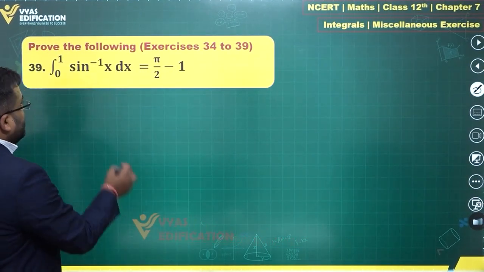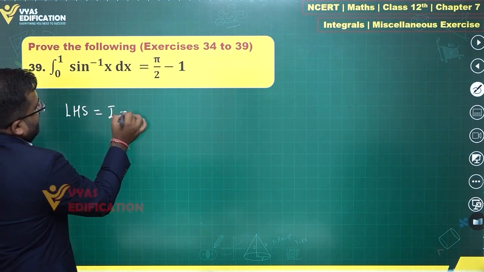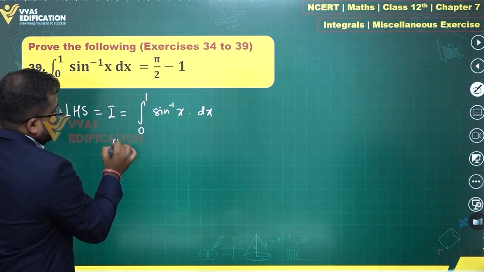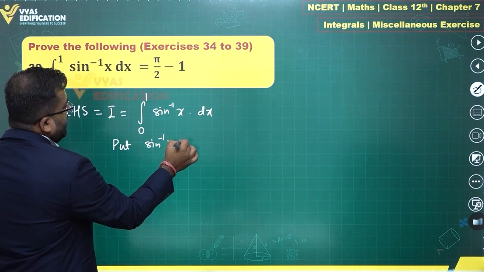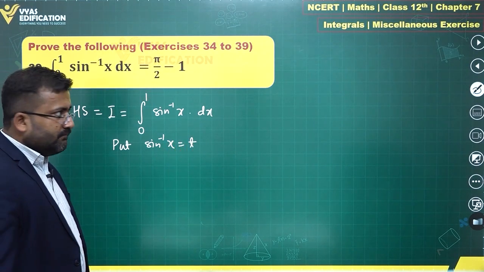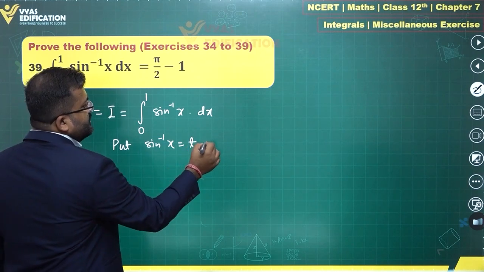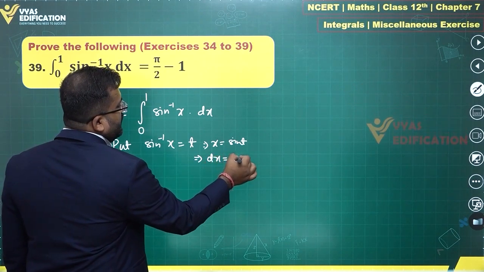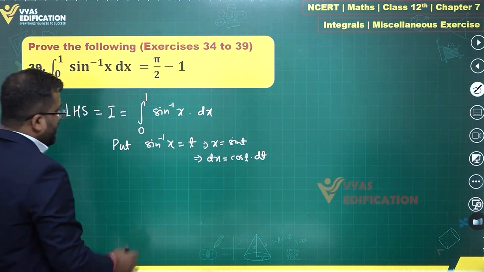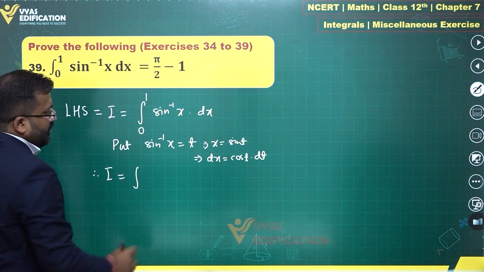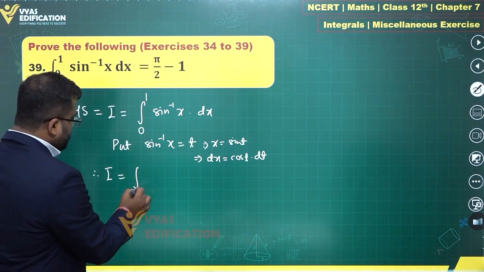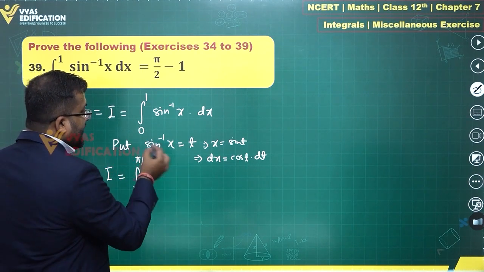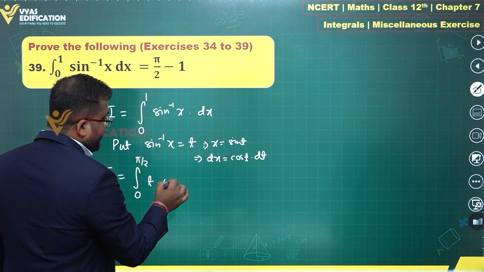So sine inverse x can be substituted as t. I equals the integral from 0 to 1 of sine inverse x dx. Put sine inverse x equal to t. What does that give me? That gives me x equals sine t, so dx is equal to cos t dt. Therefore, I will be equal to, lower limit: t is sine inverse 0, upper limit is sine inverse 1, which is pi by 2. Sine inverse x is t, dx is cos t dt.